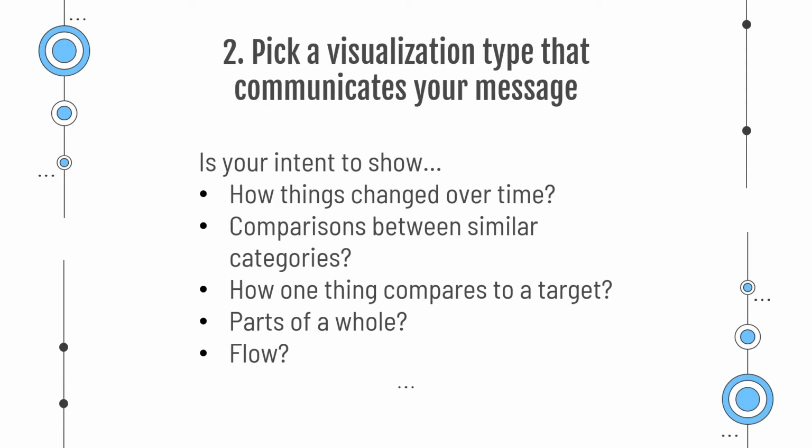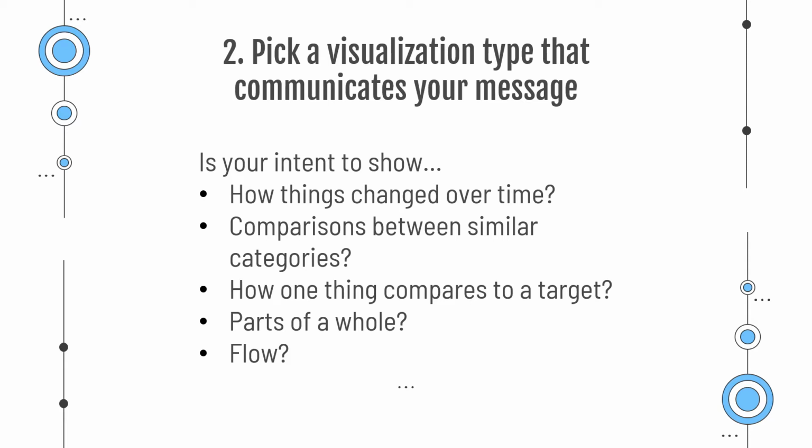After you've explored the data set to determine your key message, the second step is to pick a type of visualization that communicates this message appropriately. So I've listed a few guiding questions here, and you should be asking yourself, is your intent or the main message of the data that things have changed over time?